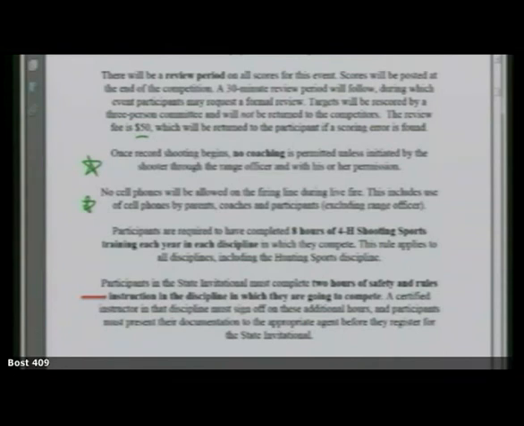Participants are required to have completed 8 hours of 4-H shooting sports training each year in each discipline in which they compete. This rule applies to all disciplines, including the hunting sports discipline. Hunting has 2 shooting events, archery and 22 rifle. Each participant is to have 8 hours of safety training in each of those disciplines.